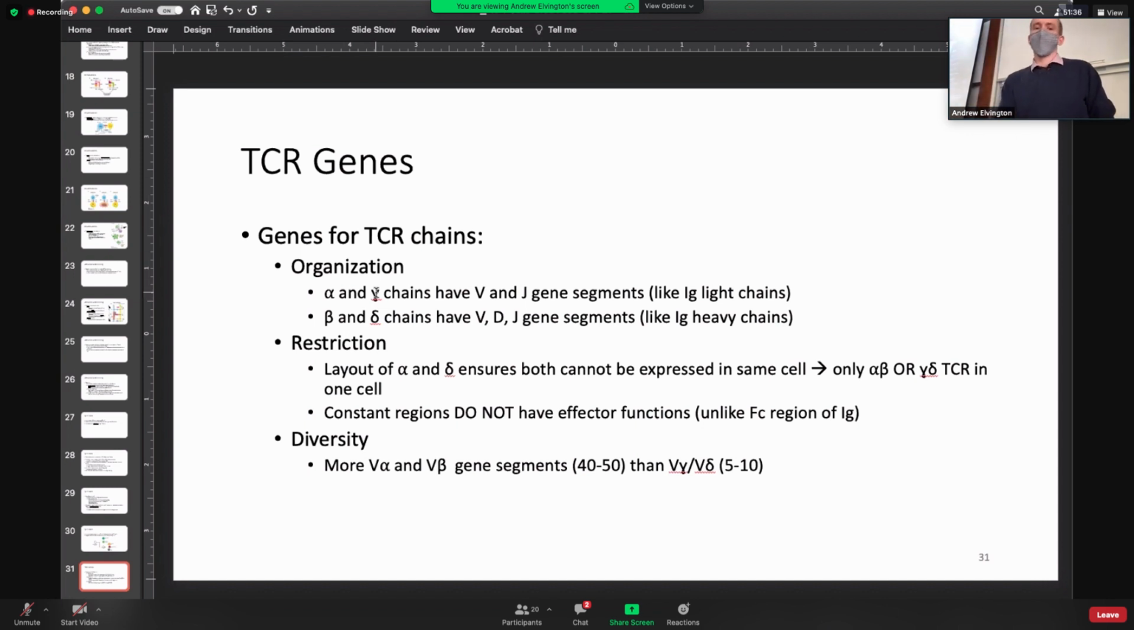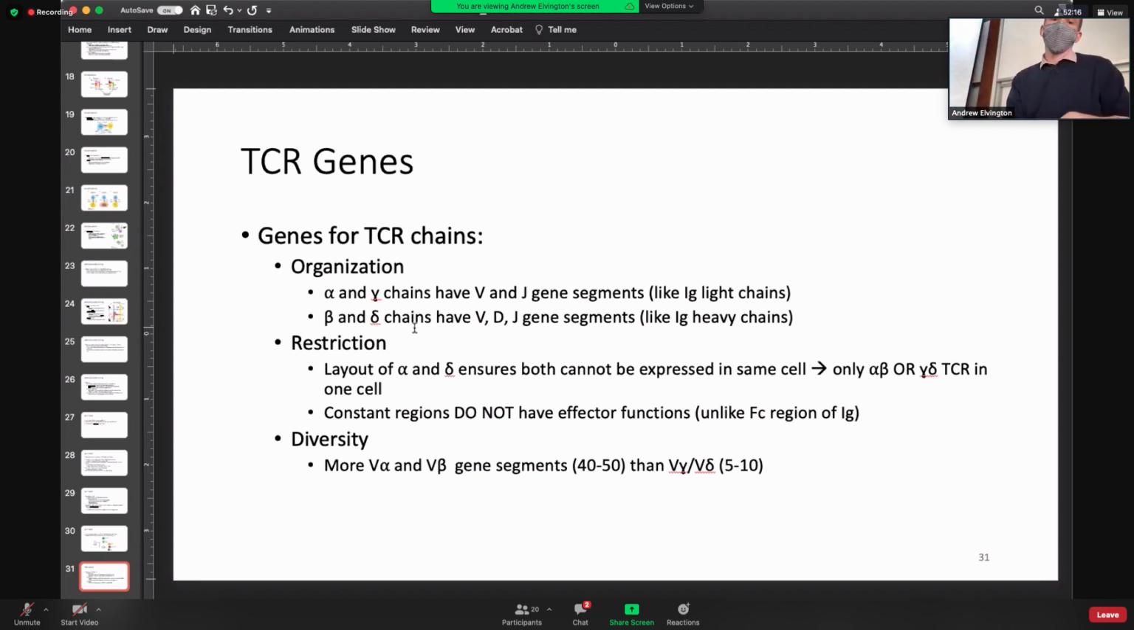So the alpha and gamma chains are analogous to your light chains. So their genetics, they're going to have V and J regions. Smaller chain, fewer regions to pair together. Your beta and delta chains have 3 segments, the VDJ. And if you think back to B cell receptor diversity, right? We had those rearranging events. You take these different pieces and you stitch them together, and that gives you your diversity.